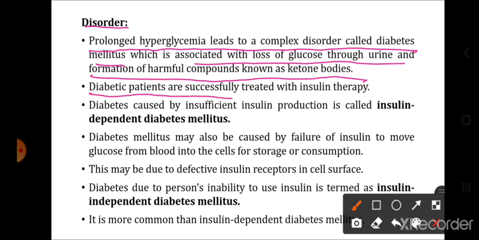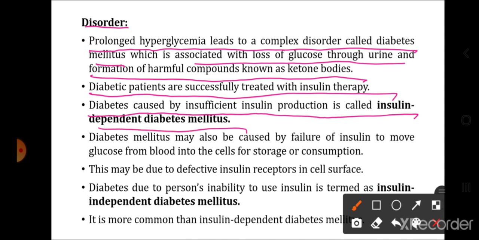Diabetic patients are successfully treated with insulin therapy. Diabetes caused by insufficient insulin production is called insulin dependent diabetes mellitus. So diabetes mellitus जब इंसुलिन की डेफिशिएंसी की वजह से होता है, that diabetes mellitus is called the insulin dependent diabetes mellitus. Now diabetes mellitus may also be caused due to the failure of the insulin to move the glucose from blood into the cell for storage or consumption.